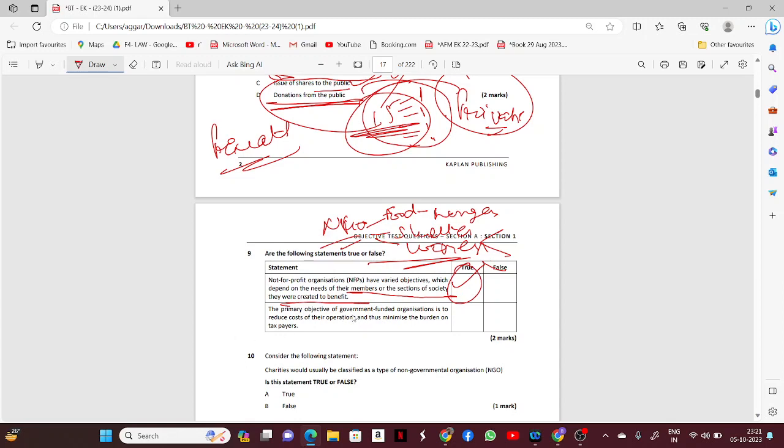The primary objective of government funded organizations is to reduce the cost of their operations, thus minimizing the burden on the taxpayers. No, no, not at all. This is a false statement. Government funded organizations are usually concerned with the basic government services that they can give to the public, right? They are not there to reduce the cost of operations or to minimize the burden on taxpayers. They're there for the services that they can offer to the public. So this is a false statement, right?